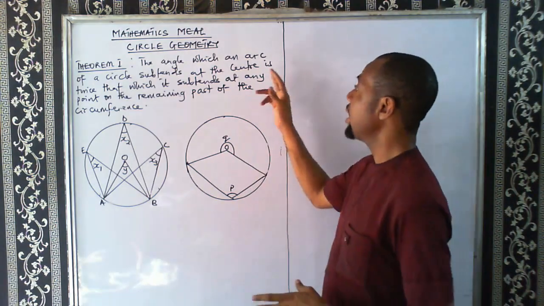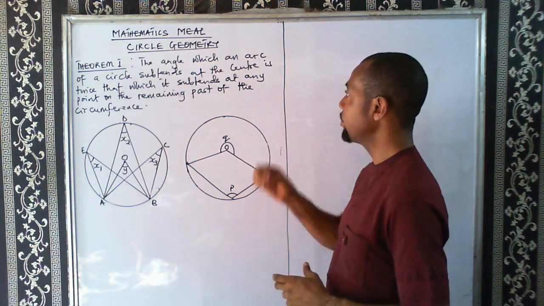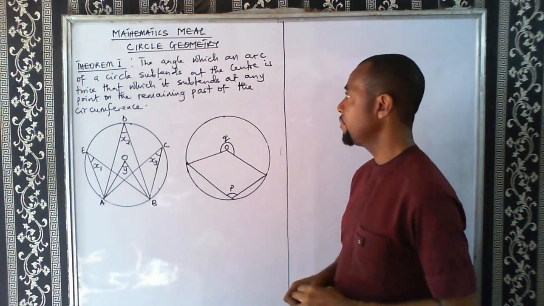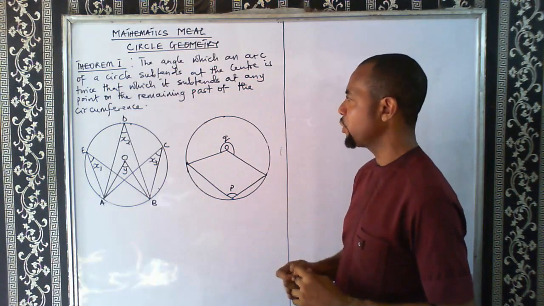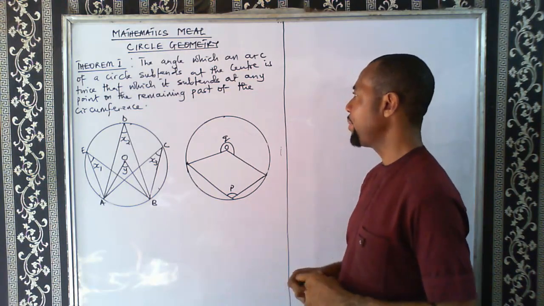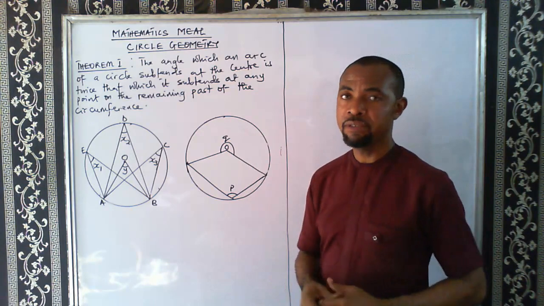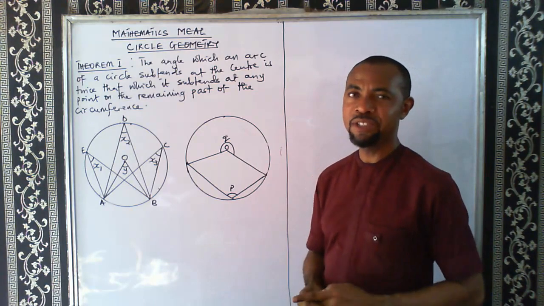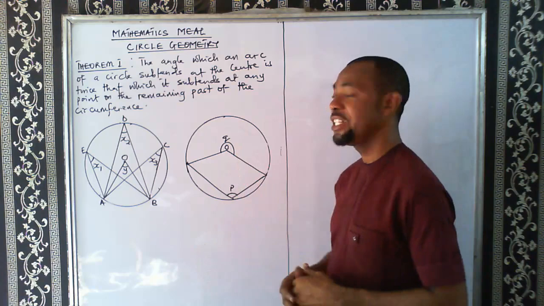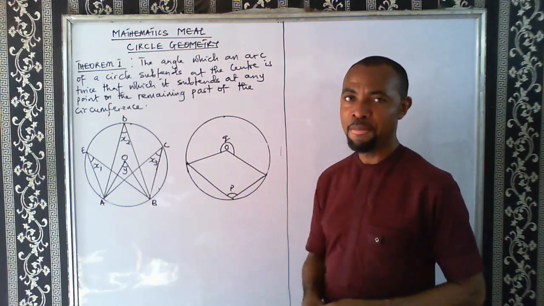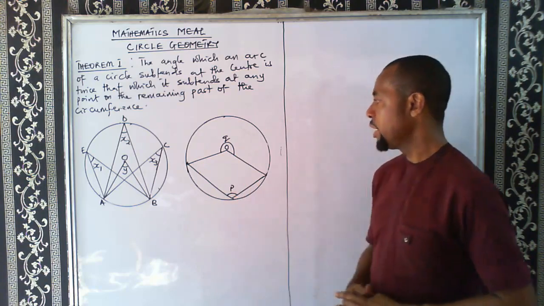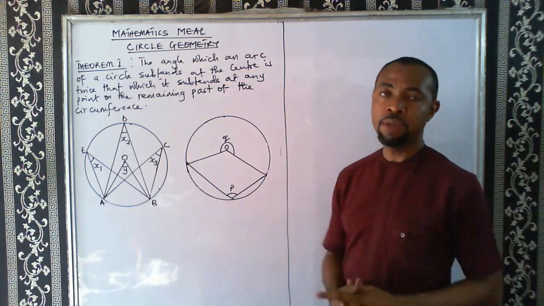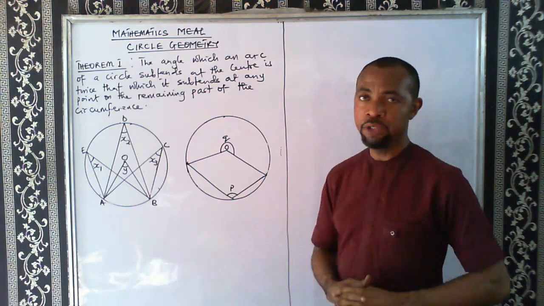The angle which an arc of a circle subtends at the center is twice that which it subtends at any point on the remaining part of the circumference. Big grammar. And someone is wondering, what's all this about? Don't worry, we are going to break it down now. Already we have two different diagrams, two figures that we are going to use to explain this particular theorem.